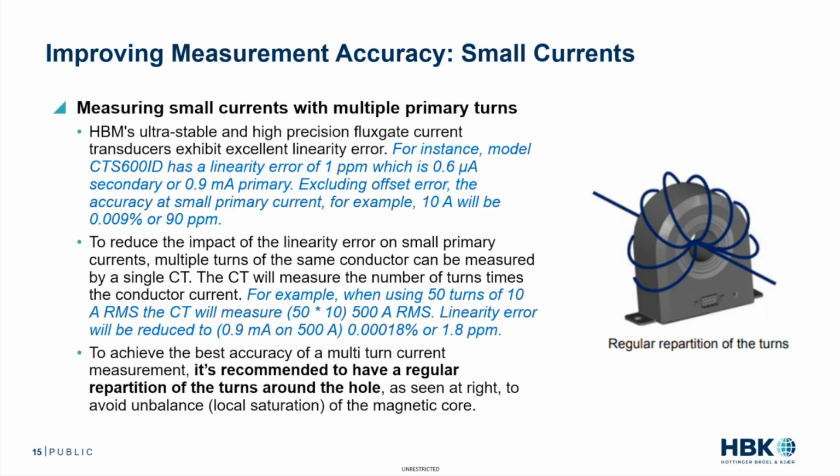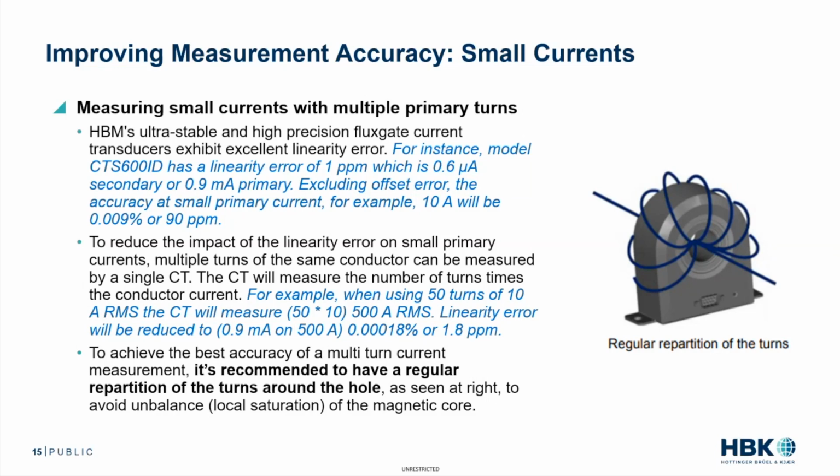So to reduce the impact of the linearity error on small primary currents, multiple turns of the same conductor can be measured by a single CT. So it becomes a little bit convenient here to do that. The CT will measure the number of turns times the conductor current. So for example, if you're using 50 turns of a 10 amp RMS CT, it's going to measure 50 times 10 or 500 amps RMS. Linearity error will be reduced to 0.9 milliamps on 500 amps, so 0.0018% or 1.8 ppm.